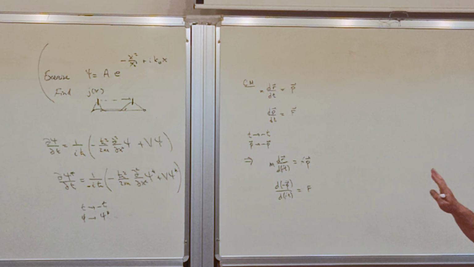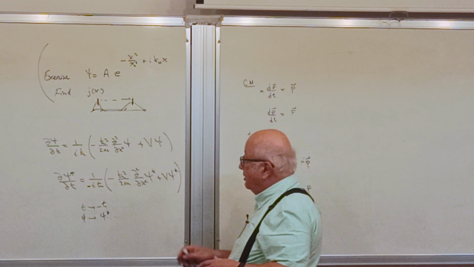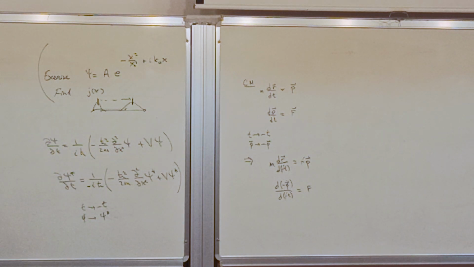So we still have time reversal symmetry in quantum mechanics, because psi and psi star are basically two wave functions which are just related to one another by a complex conjugate.